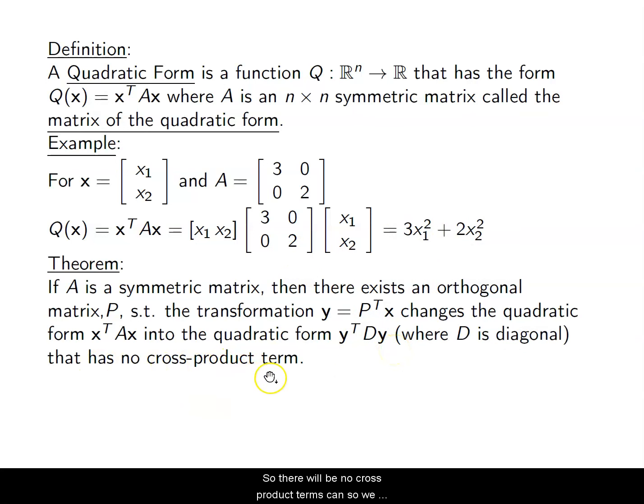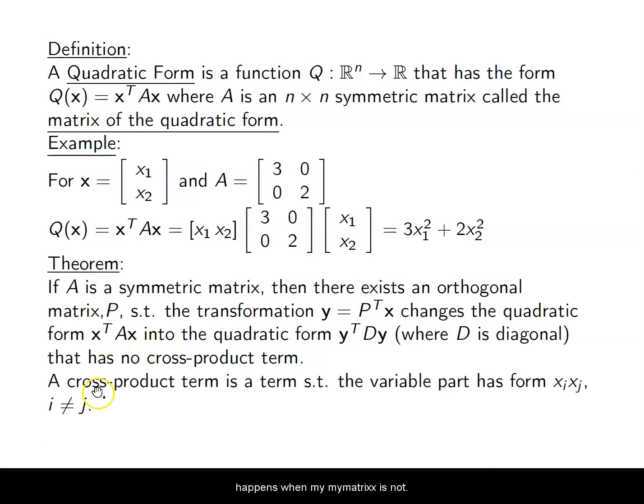So there will be no cross product terms. We haven't talked about cross product terms. There were no cross product terms here. A cross product term is what happens when my matrix is not diagonal. It basically means I have a mixed term. So there's no x1, x2 term. It's only x1s, only x2s. There's no plus 5 x1, x2. So an x1, x2 term would be considered a cross product term. The thing with diagonal matrices is that there are no cross product terms, which gives me a nice, clean sort of quadratic form out.